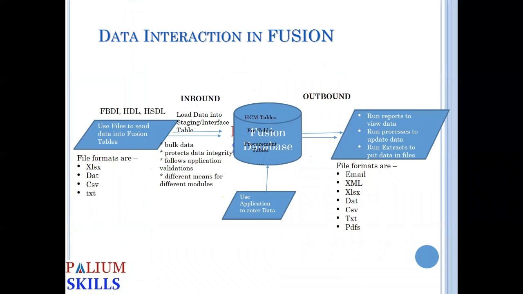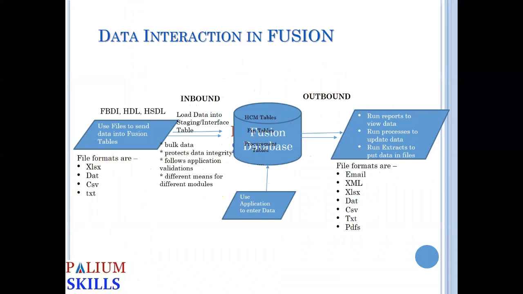The inbound, on the other hand, when data is coming in, you use tools like FBDI, HDL, HSDL. FBDI is the file-based data import. HDL is the HCM Data Loader. HSDL is the HCM Spreadsheet Data Loader. These we'll see in our next video. And the file formats supported for inbound are again a wide range, starting from Excel, DAT, CSV, TXT, and whatnot. So in a nutshell, you can import bulk data into Fusion, protecting the data integrity of the application. You can follow the application validations, ensure that no data gets messed up, and you can use different means for different modules, depending on your solution and the best option of doing it.